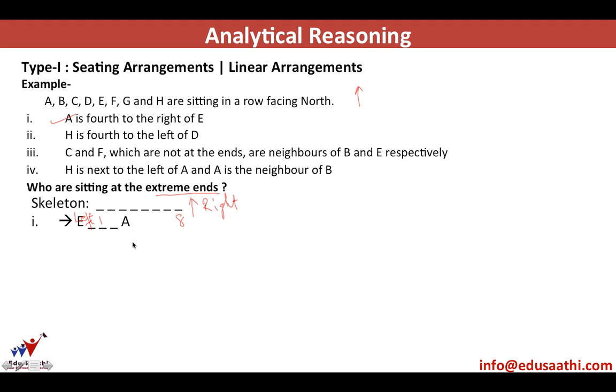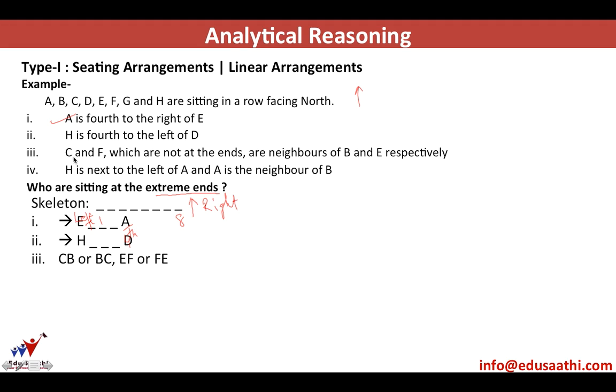It first is saying A is 4th to the right of E. So if this is E, then this is the first place to the right of E, second place, third place, and fourth place where A is sitting. So this information is given in clue number 1. Second clue is H is 4th to the left of D. If this is D, then 1 place, 2 place, 3 place, 4th place. So H is 4th to the left of D.